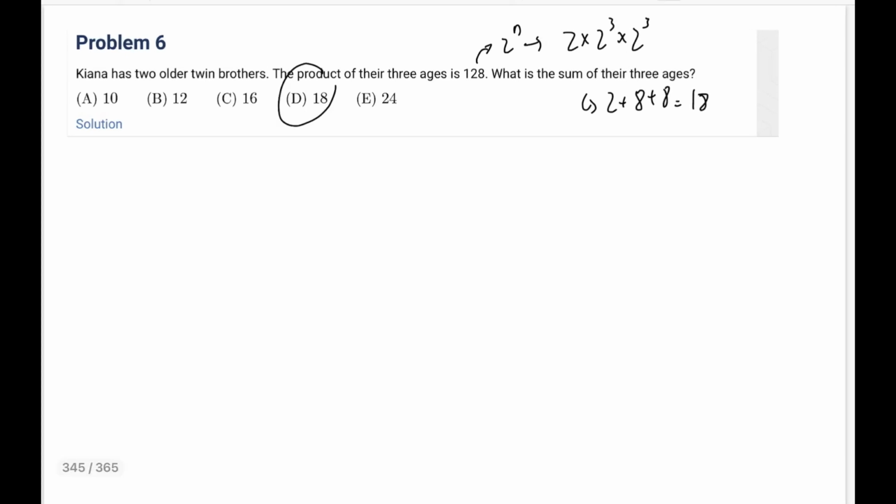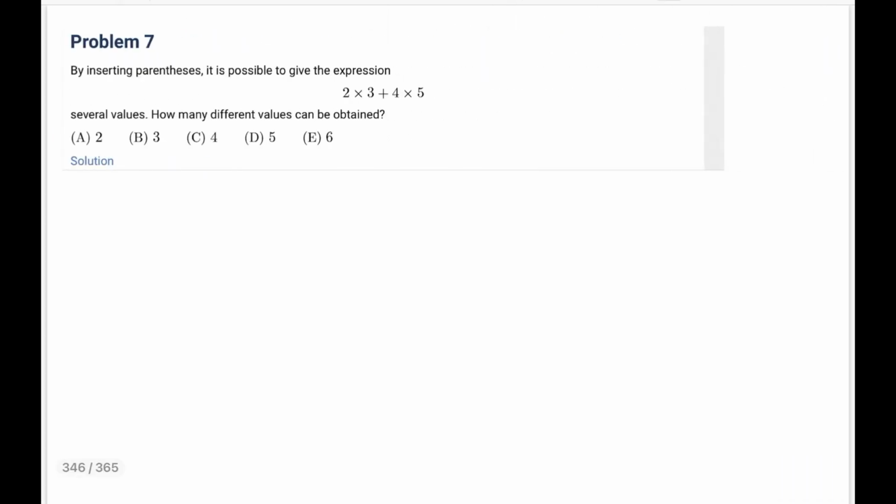The answer is D. Number 7, by inserting parentheses, it is possible to give the expression 2 times 3 plus 4 times 5 several values. How many different values can be obtained? So if we just do it like this, then this will be 6 plus 20, so this will be 26. If we put the parentheses like this, then that would be 6 plus 4, so it's 10. 10 times 5, it's 50.